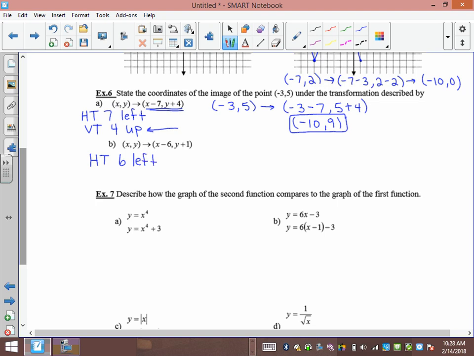6 left. And then we're at the point, and we're adding 1 to it. So we're going 1 up. Okay? Do our mapping, we get negative 3, 5 becomes negative 3 minus 6 and 5 plus 1, which is negative 9 and 6.